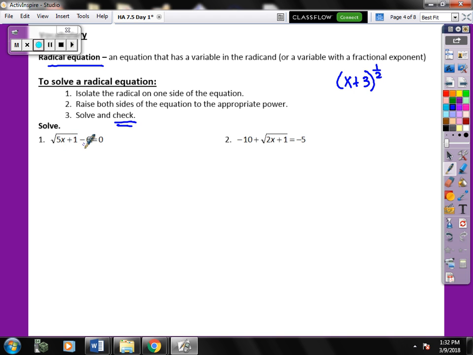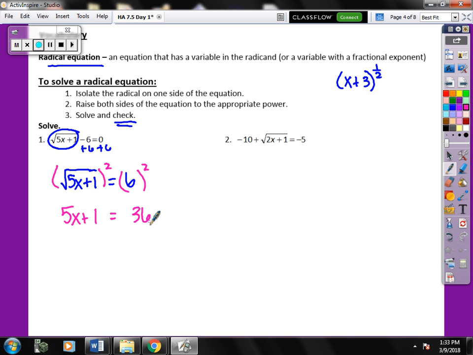So for number 1, the first thing we would do is get the radical by itself. So I need to add 6 to both sides. Normally, we want everything set equal to 0 for quadratics, but with radicals, we actually need to isolate the radical itself. And now we are going to raise both sides to the appropriate power to undo whatever radical we see. So we will square them. The square and the square root just fall away. We're left with the radicand, 5x plus 1, equals 36. Subtract 1, divide by 5, we have our answer.